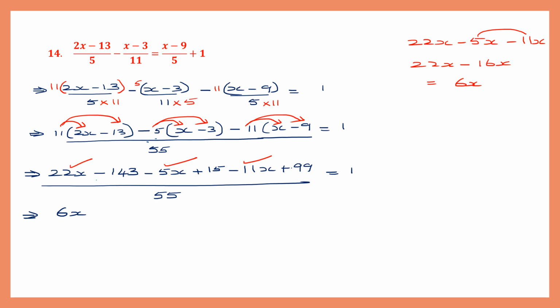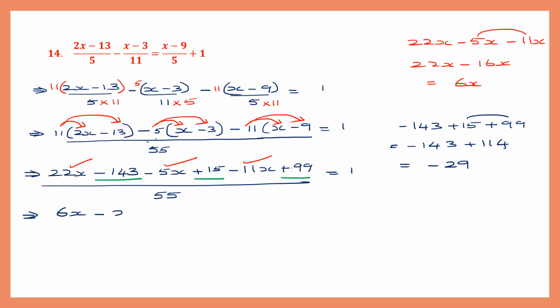Now let's take the whole numbers. Minus 143 plus 15 plus 99. So let's write that. Minus 143 plus 15 plus 99. So let's add up these two first. So that becomes minus 143 plus 114. Okay, so let's write that here. So again minus 143 plus 114. Put the sign of the bigger number and subtract, you get 29. So the answer is minus 29.